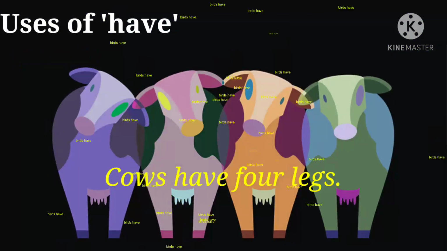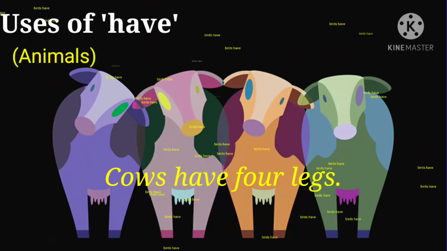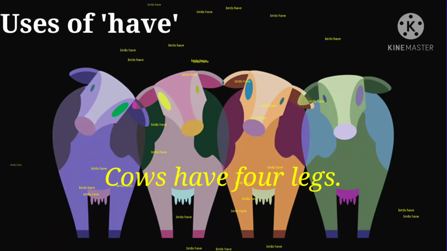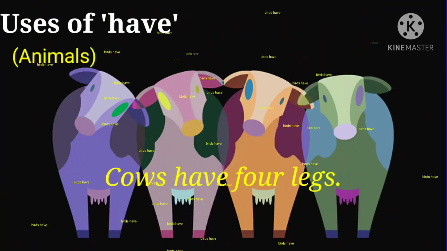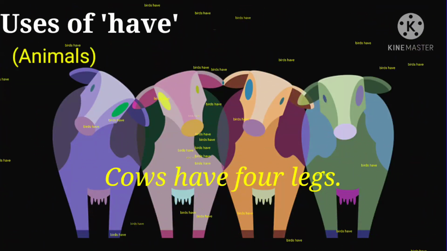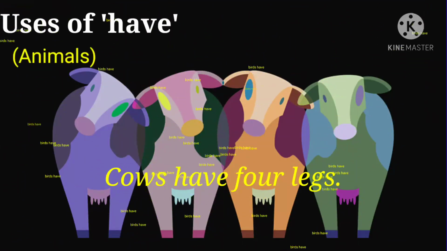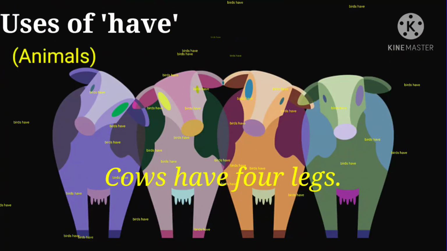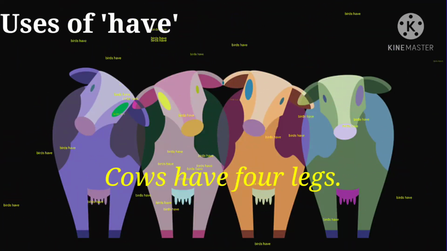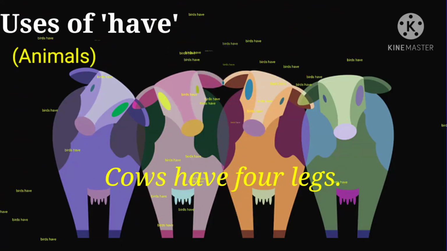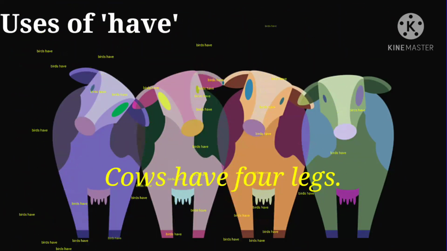Cows have 4 legs. We are talking about more than one cow. So, we said cows have. If it was only one cow, then we would say cow has 4 legs. But we are talking about more than one cow. So, we said cows have 4 legs.